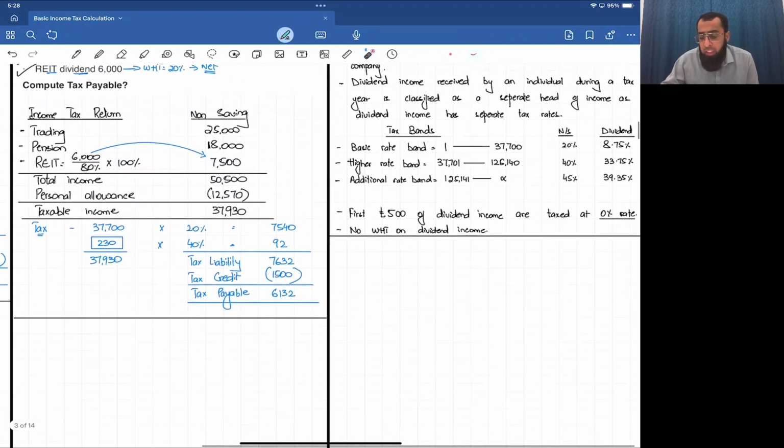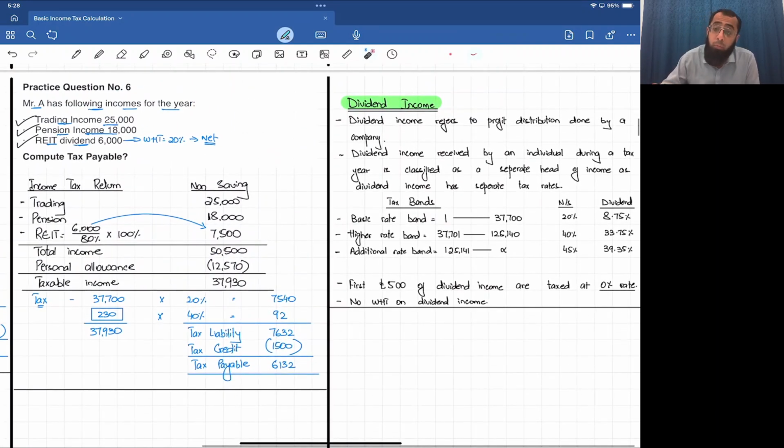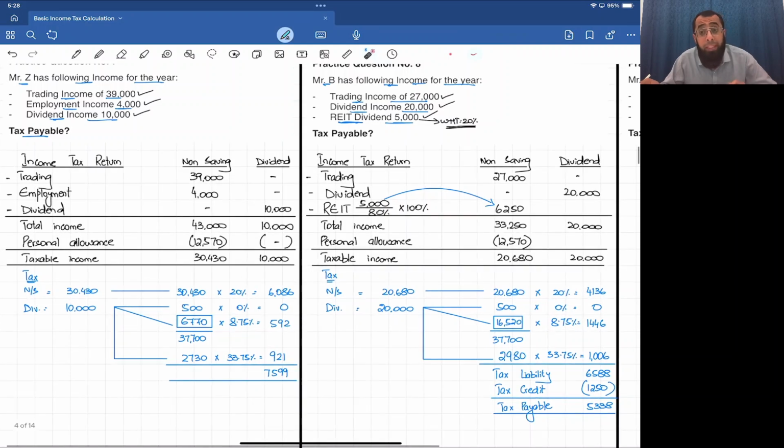So, the profit distributions which an individual is receiving, that is regarded as the dividend. It is taxed under the separate head of dividend income. You look at the rates of taxes for the dividend income. First 500 pounds of the dividend income are taxed at 0% rate. There is no withholding tax on dividend income. We looked at all of these issues. I hope that you guys are getting it. Okay. And then we applied it in two practice questions also.